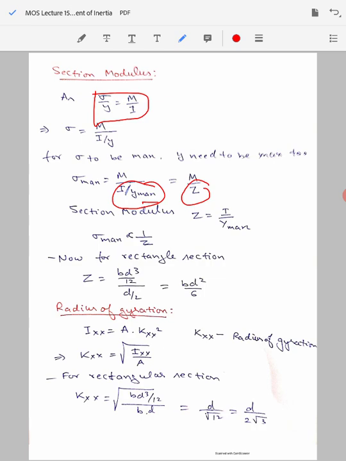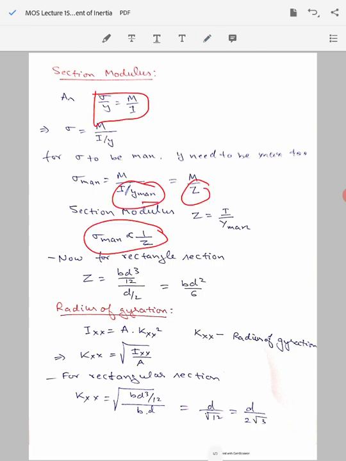You see this sigma max is inversely proportional to the section modulus. The higher the section modulus of a particular section, the less the amount of stress that will be produced. So we will try to identify or design the section in such a manner that it provides the maximum section modulus, so that the amount of stresses developed in the section will be minimum.